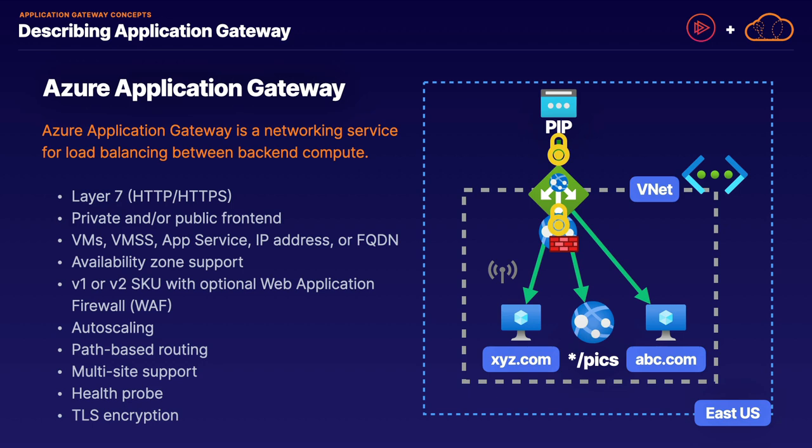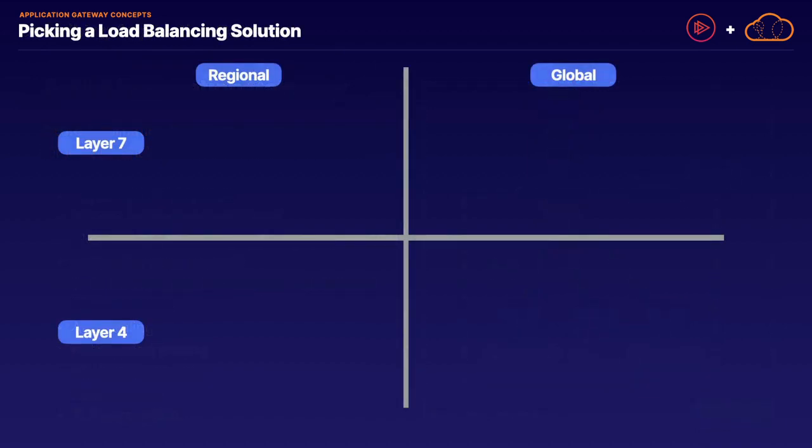So now that we know what Application Gateway is, working as a layer 7 load balancing solution for balancing between backend compute resources, it's time to talk about why we might pick a specific load balancing solution. When we're talking about load balancing solutions, we need to be thinking about at what layer are we trying to balance? Layer 4, layer 7, and when we're trying to balance inside of a public cloud like Azure, we need to think about, are we trying to balance for a region? Are we trying to balance globally across multiple regions?